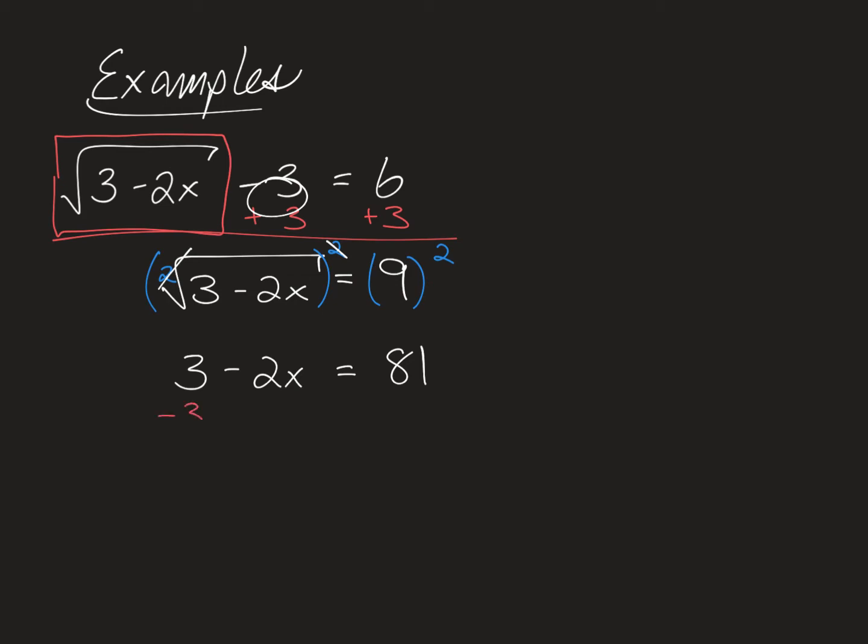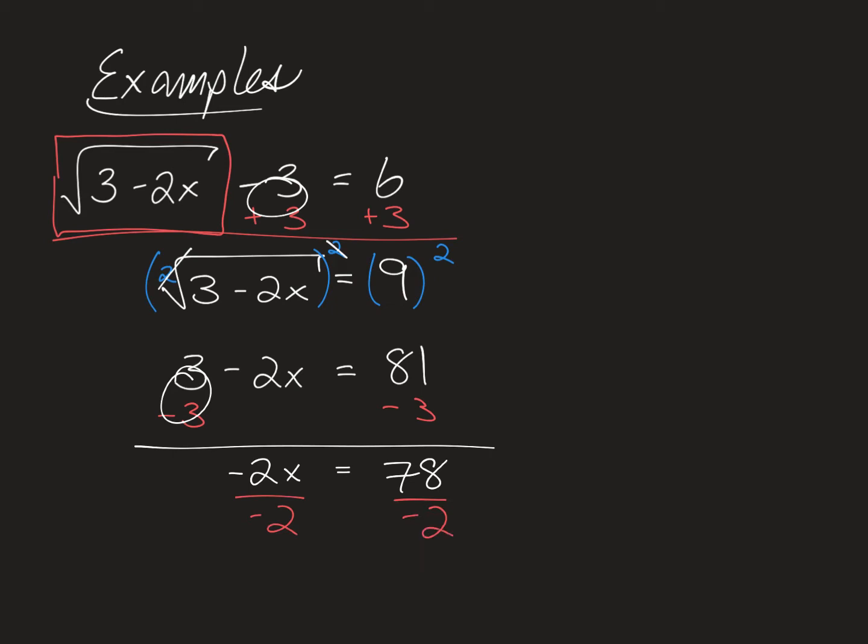So I'm going to subtract 3 from both sides to go ahead and get negative 2x equals 78. And then I can divide both sides by negative 2 to get x equals negative 39. Now, this final answer here is a proposed answer. It's not our answer yet. We have to check. So off to the side, I'm going to do a little check here.